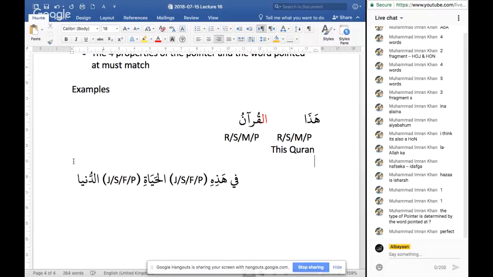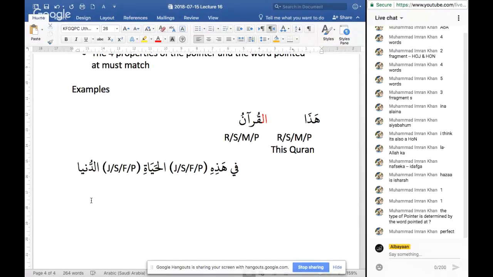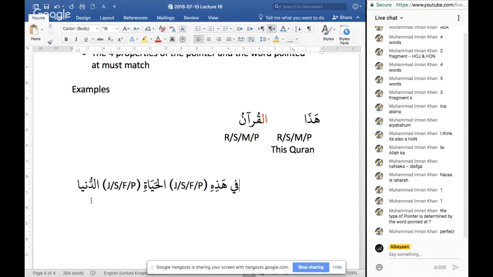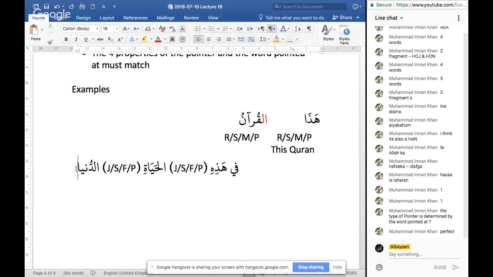On the contrary, constructing a sentence is very simple. When you construct a sentence with a pointer, you just don't have an al after the pointer. If I say haza Quranu, instead of saying hazal Quranu, I say this.